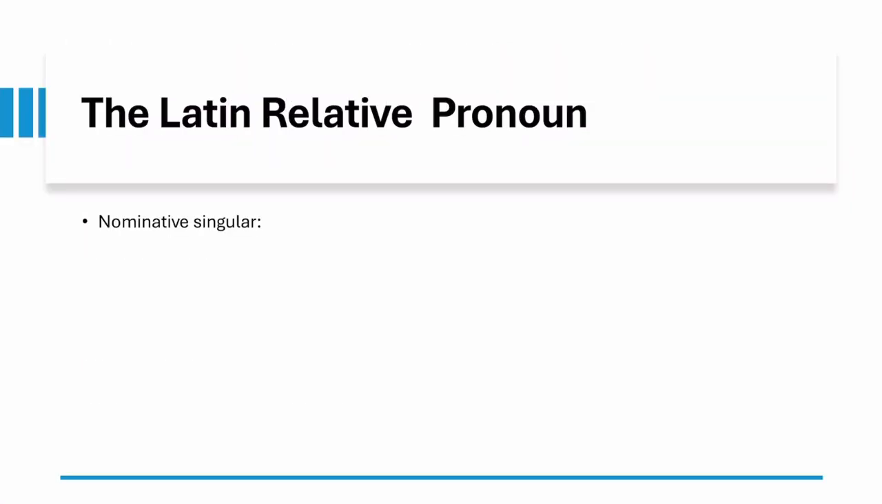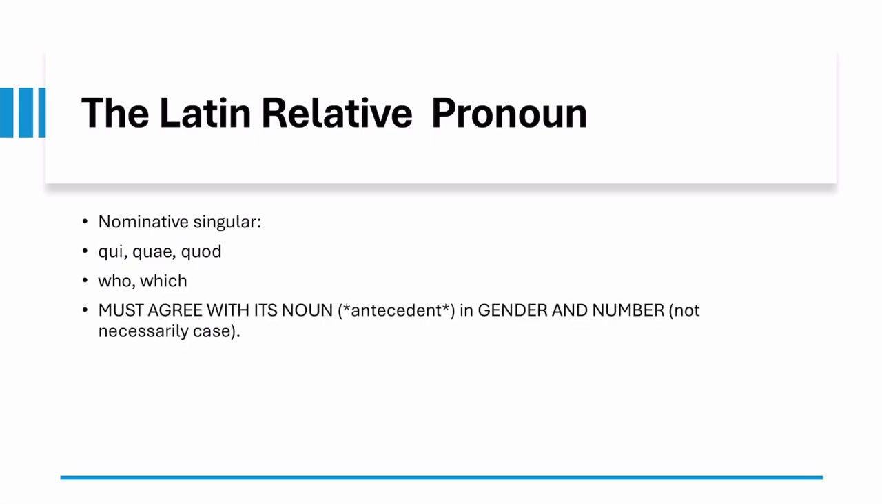Your Latin relative pronoun, in the nominative singular, looks like quae, quod, as I already said. We translate it as who or which, and it must agree with its noun, which is whatever it's referring back to. The fancy way of saying this is your antecedent. It must agree with the noun it refers back to in gender and number. Not necessarily case. Sometimes it does agree with it in case, but it doesn't have to.